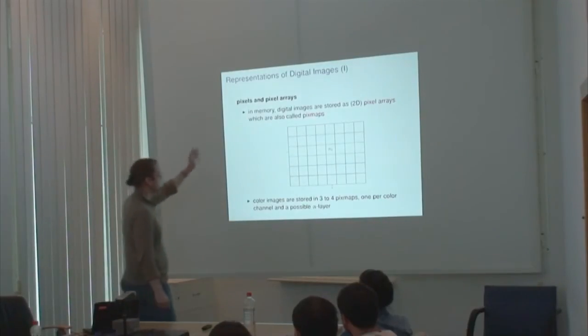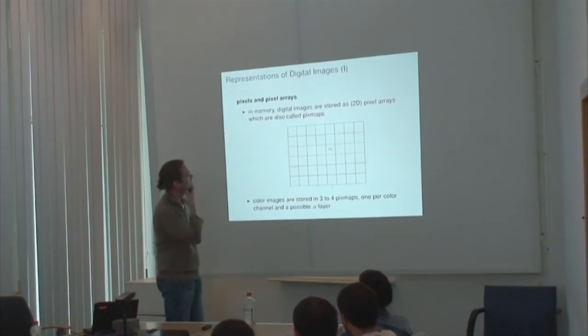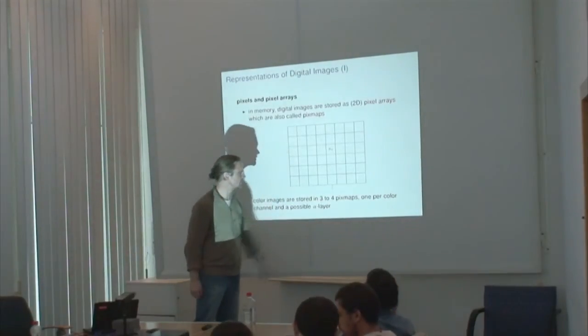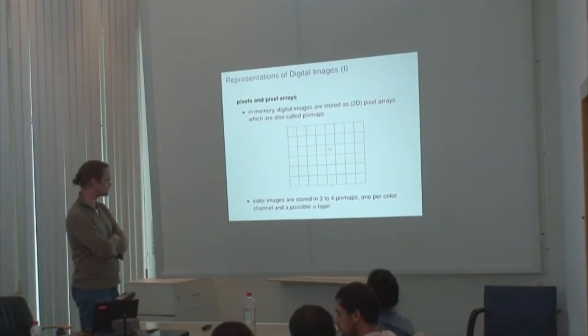So we can address these things like this pixel here. Let's call it Pij, the pixel in row I, column J. This is how we can address them, nothing special there.